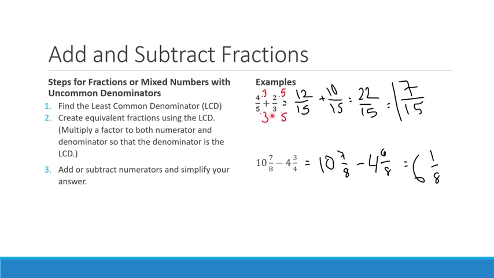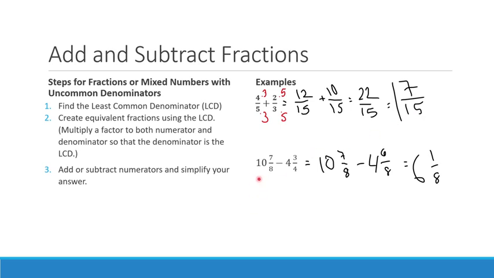I can multiply 3 by 5 to get 15. Therefore, 2 times 5 will give me 10. 10/15 is equivalent to 2/3. Both of these fractions now have the same denominator. Now I can perform the operation of addition. 12 plus 10 is 22. 22/15 is my answer. I can then simplify this to 1 and 7/15.